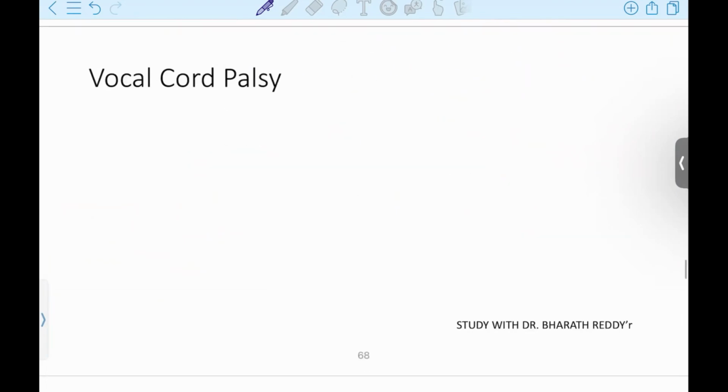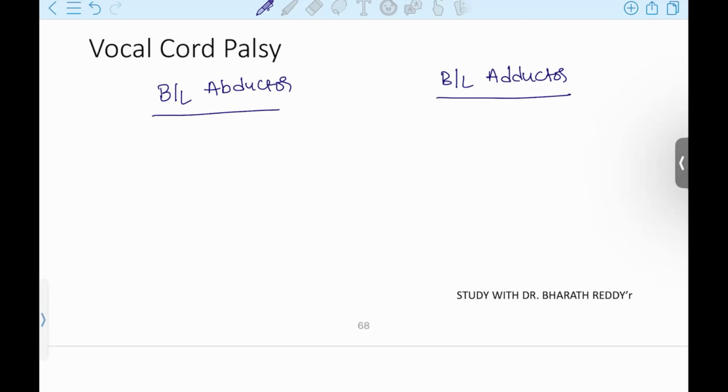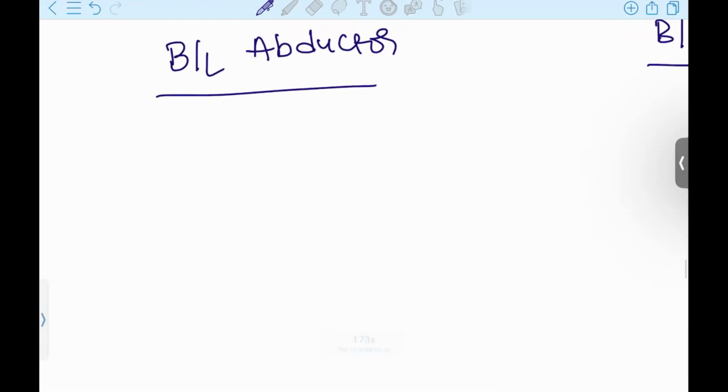Next, vocal cord palsy. Vocal cord palsy is divided into two types, guys. One is bilateral abductor palsy, and here it is bilateral adductor palsy. What does this mean? So first, we already discussed yesterday that all the muscles of the larynx will be supplied by your recurrent laryngeal nerve, except the cricothyroid muscle, which will be supplied by the superior laryngeal nerve, which is a branch of the vagus nerve, right? So what is meant by bilateral abductor palsy? Abduction is not happening in this patient. Why? The most common cause will be recurrent laryngeal nerve injury in thyroidectomy patients.